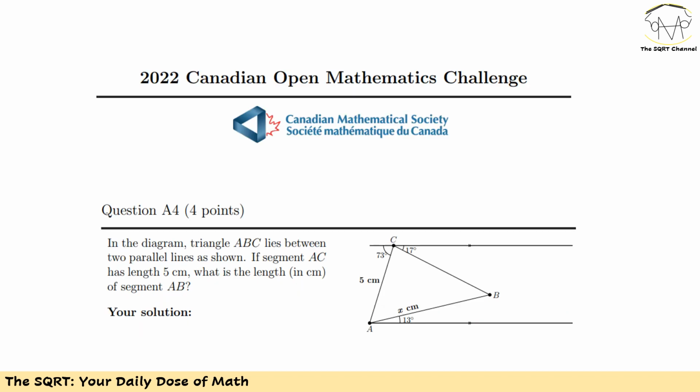For problem number 4, we have a geometry problem. We have 2 parallel lines and we have a triangle ABC. We have a few of these angles given. We have 73, 17, and 13, as you can see here. We also have AC equals 5 centimeters, and we are interested to find the length of AB in centimeters. Let's see how we are going to solve this problem.